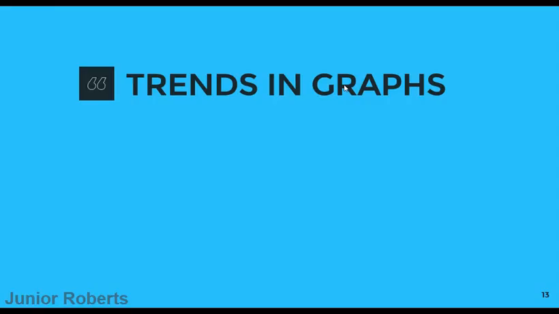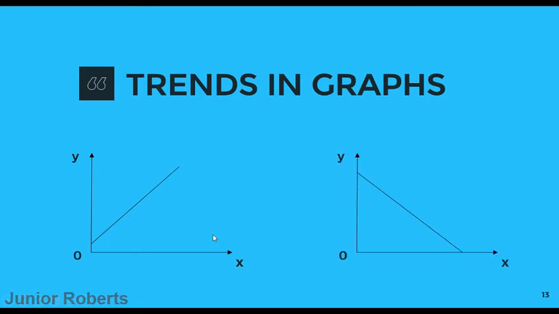So if we look at this graph here, we will see that there is an increase in the data. Both the data on the y-axis and the x-axis are increasing together. So this here will show an example of an increase in the trend in the data. Now, if we look at this one here, we will see that there is a decrease.